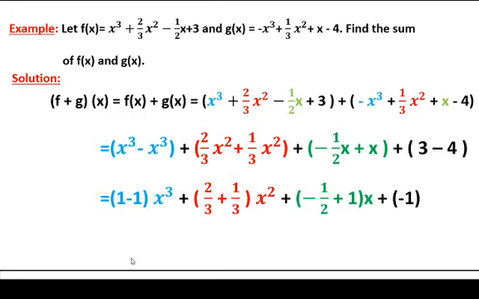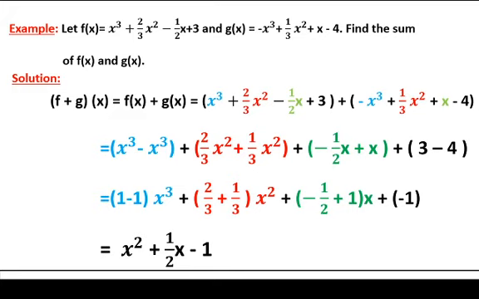Then let's have the simplified form. 1 minus 1 is 0, and 0 times x to the power of 3 is 0. Then we're not going to have a degree 3 term. So let's proceed to the second one. 2 over 3 plus 1 over 3 will be exactly 1, and 1 times x squared is x squared, so we will have x squared here. And next, minus 1 over 2 plus 1 is 1 over 2, and 1 over 2 times x is 1 over 2x. Then we do have minus 1 here. The simplified form is x squared plus 1 over 2x minus 1.